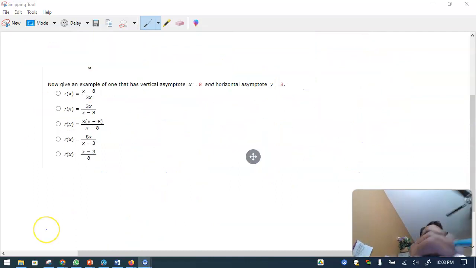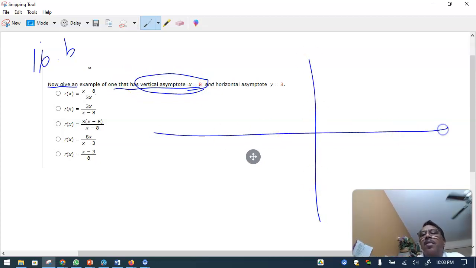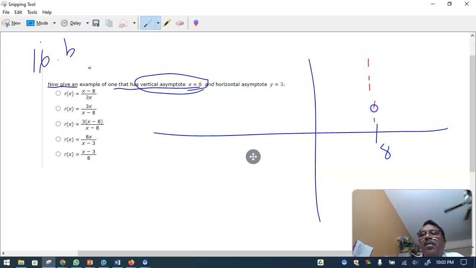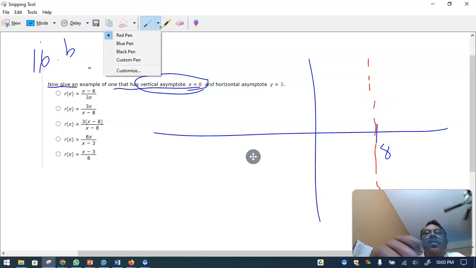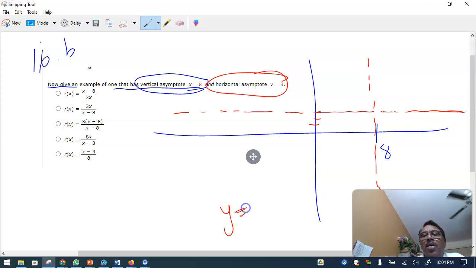Let's see another one. So question number 16, and this is B. Now give an example that has a vertical asymptote at x equals 8. That means maybe this is 8, so there's a vertical asymptote here. And they're also asking what is the horizontal asymptote, at 3. So remember, horizontal asymptote basically means you have to look at the top degree. I can put p(x) raised to m and q(x) raised to n, so we have it like this.